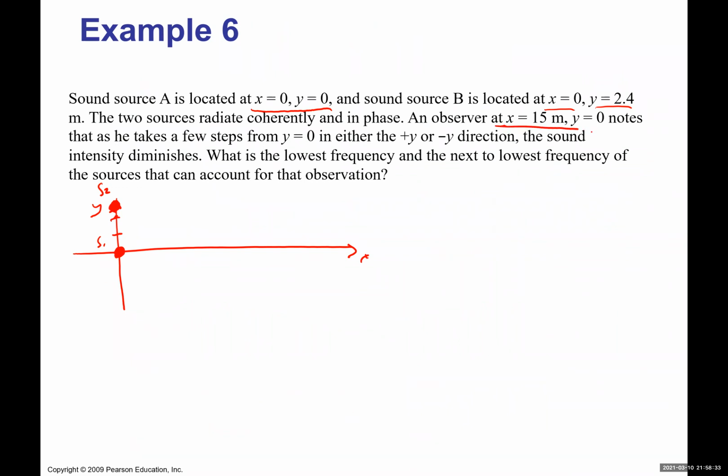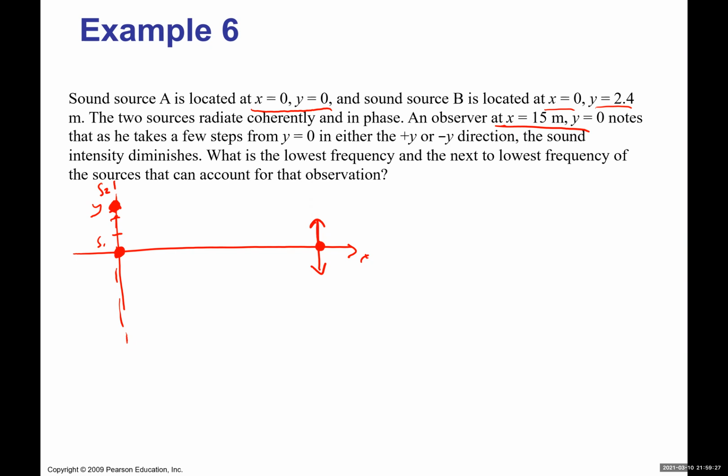And then it says the observer at x equals 15 meters, y equals 0. So let's say somewhere over here. Okay. Observer right here, standing, notes that if moving either plus y, let's say in this direction, plus y or minus y, the sound intensity diminishes. Now, we can assume that compared to moving up or down, plus y or minus y, because it diminishes, the position that the observer is at now, x equals 15 meters, y equals 0, is in a position of constructive interference, right? And it's moving parallel to the line through the sources. So you can see the source is on the y-axis, so it's moving parallel to the source axis, which both of them are on the y-axis.